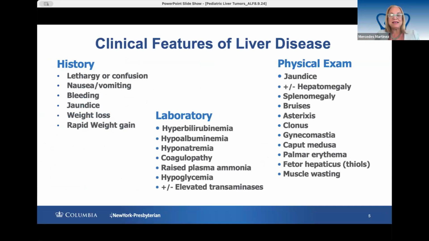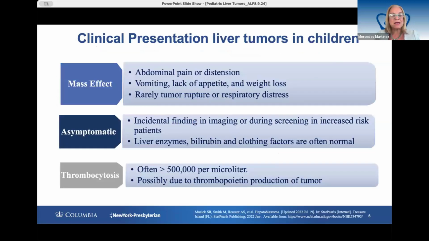But the reality is that when a patient has a liver tumor, they might not have any of these symptoms. And this is the first challenge: how is a doctor or a patient going to suspect that they have a liver tumor if most of the time they don't present early on with any of these symptoms? As a matter of fact, the clinical presentation of liver tumors in children most of the time is mass effect, when the tumor is so big that it can protrude the abdomen, causing abdominal distension and abdominal pain.